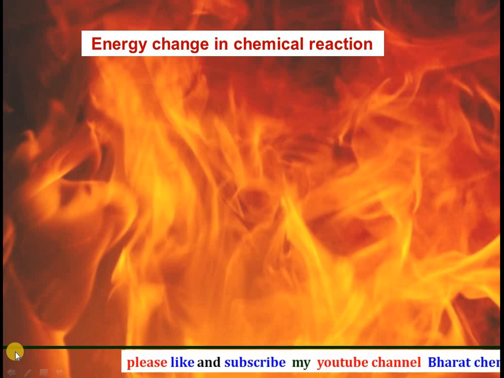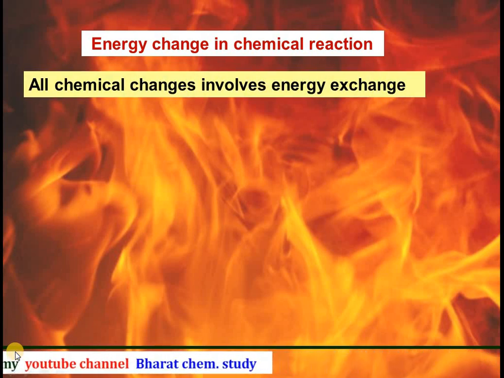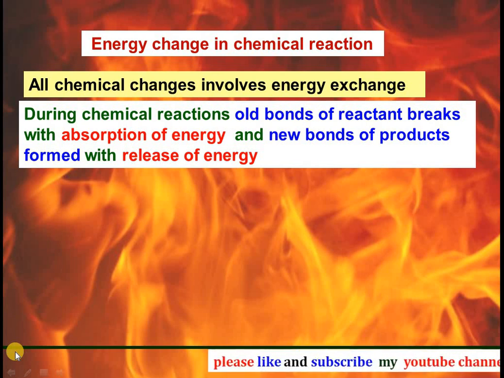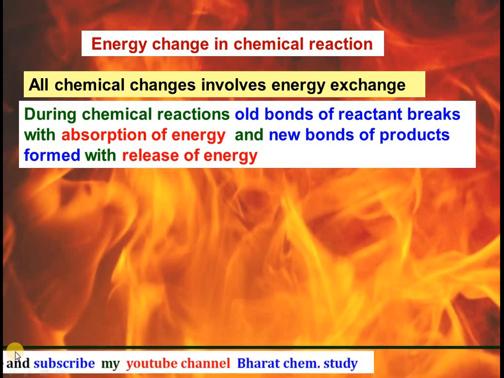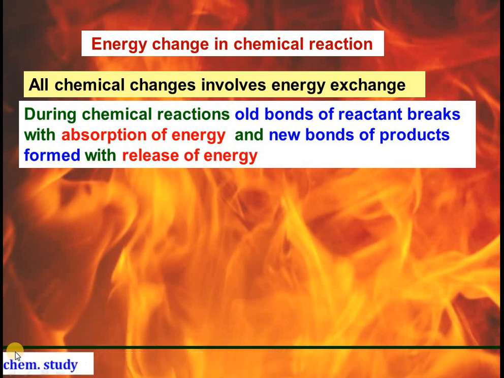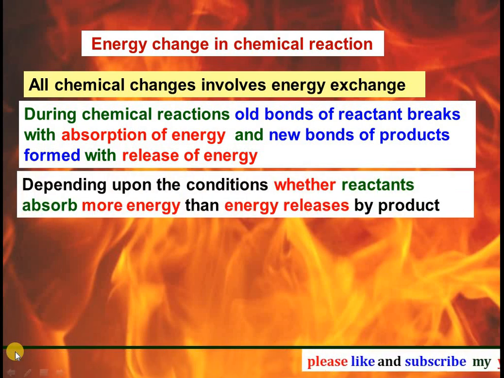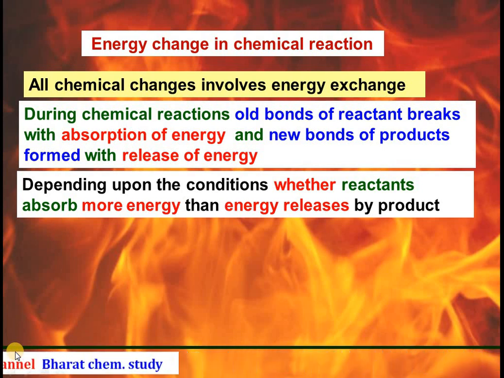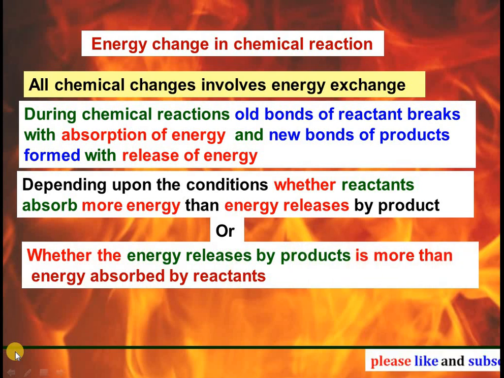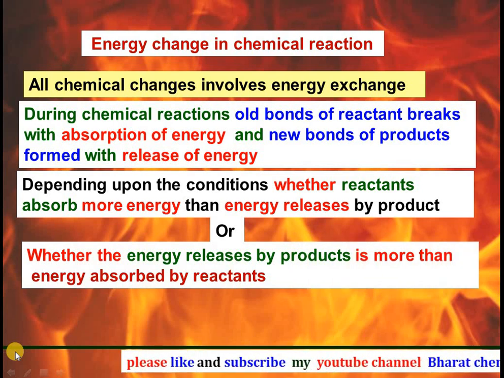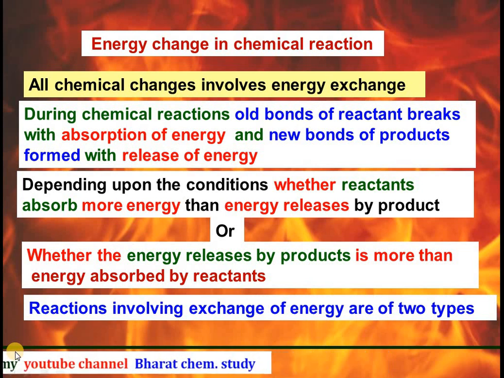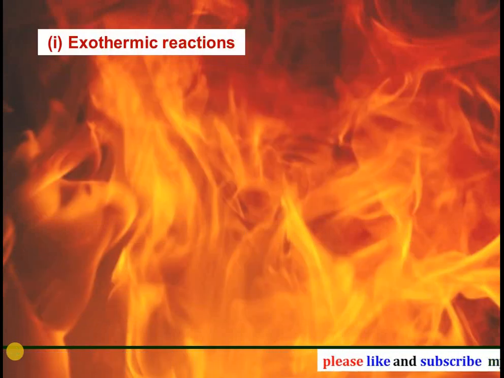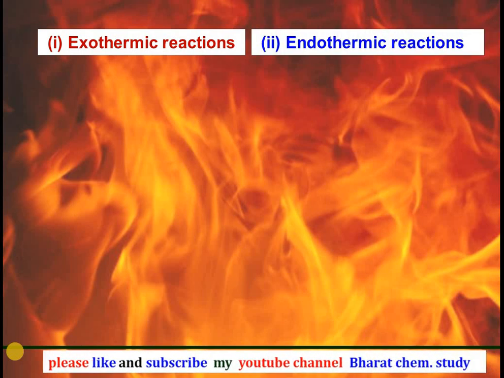Energy change in a chemical reaction. All chemical changes involve energy exchange. During chemical reactions, old bonds of reactants break with absorption of energy and new bonds of products form with the release of energy. Depending upon whether reactants absorb more energy than the energy released by the product, or the energy released by the product is more than the energy absorbed by the reactants, reactions involving exchange of energy are of two types: exothermic reactions and endothermic reactions.